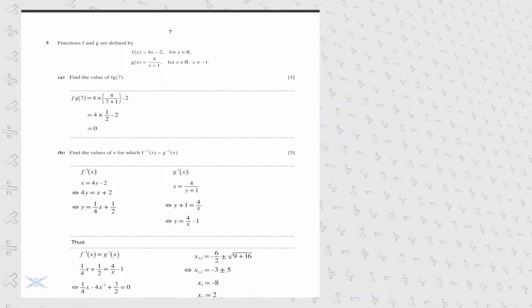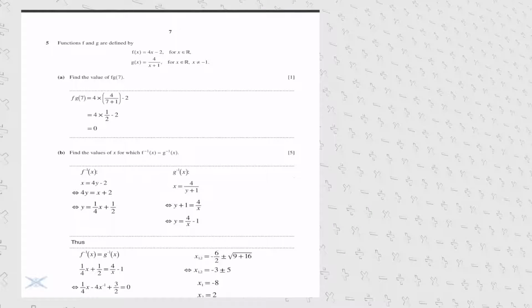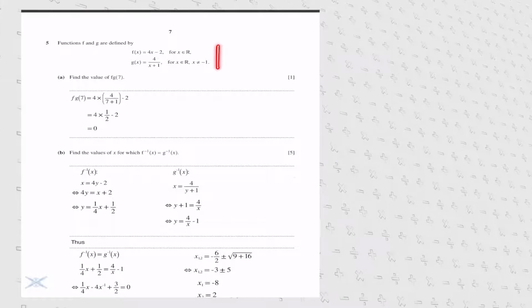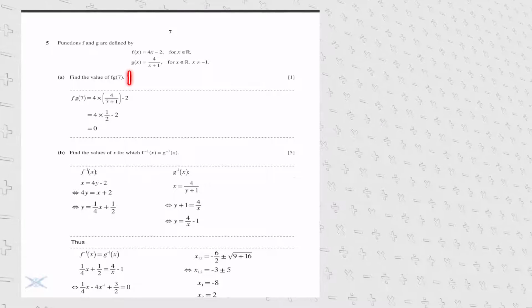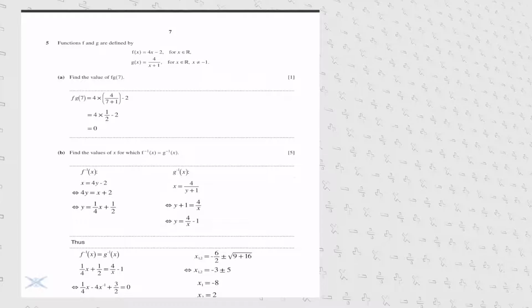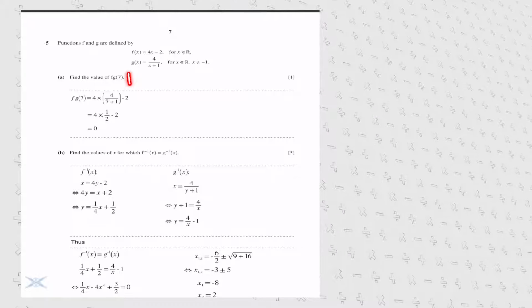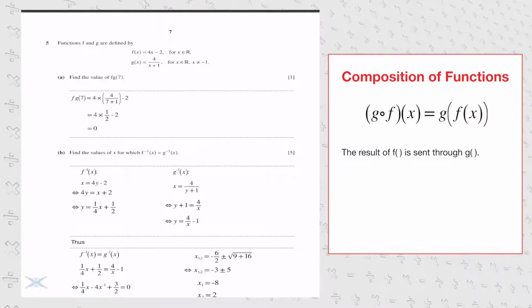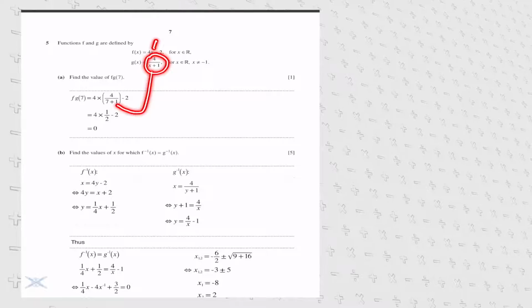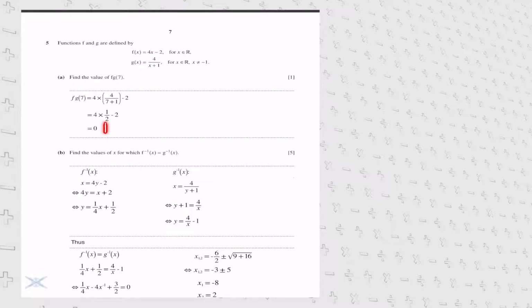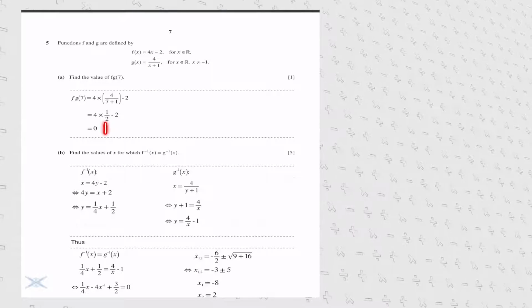Further on to exercise 5, where we are provided with two functions f and g, and in part A we are supposed to find the value of f of g of 7. To calculate this composition of functions, whose workings you can find on the right hand side of your screen, we will replace variable x in function f with the function g of x. Simplifying this expression will provide us with the result, which is 0.